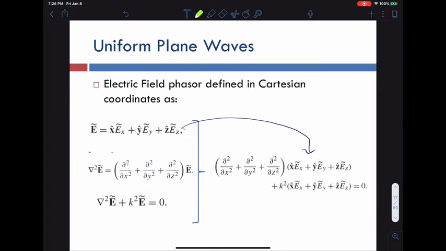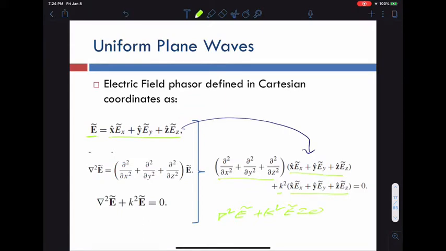So now your E is a vector. It has xyz components here. So in your del square E, it has xyz components, and k square E has xyz components. That should be equal to 0. That's the wave equation, right? The wave equation is what? Del square E plus k square E, right? That's your wave equation, so that equals 0.